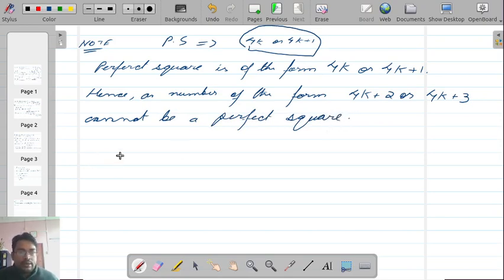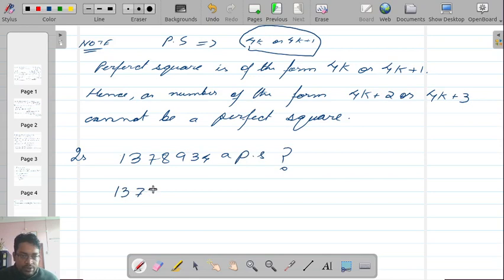So say something like 1, 3, 7, 8, 9, 3, 4. Is this a perfect square? So you see, I can write this as 1, 3, 7, 8, 9, 3, 4. This can be written as 1, 3, 7, 8, 9, 0, 0 plus 34.